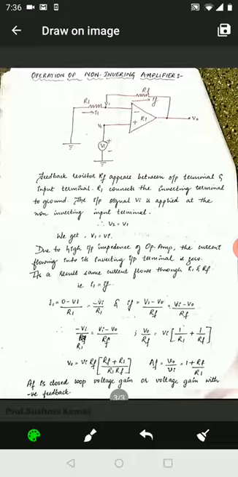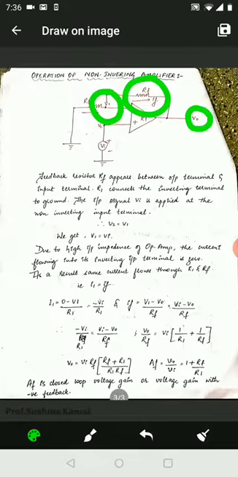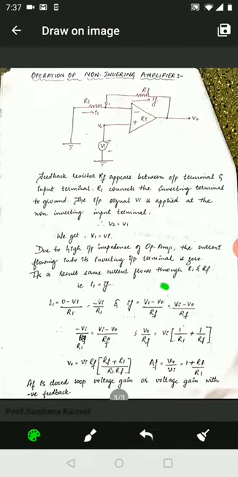Let us now go for the If value. If is the current which is situated again between two potentials. The first one is V1, the second one is V0. So If is equal to V1 minus V0 divided by Rf. Since the V1 value is Vi, it is Vi minus V0 divided by Rf. Let us now put both the equations together and try to solve them.